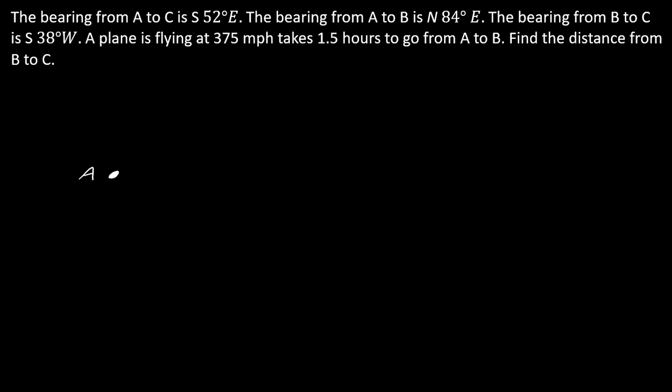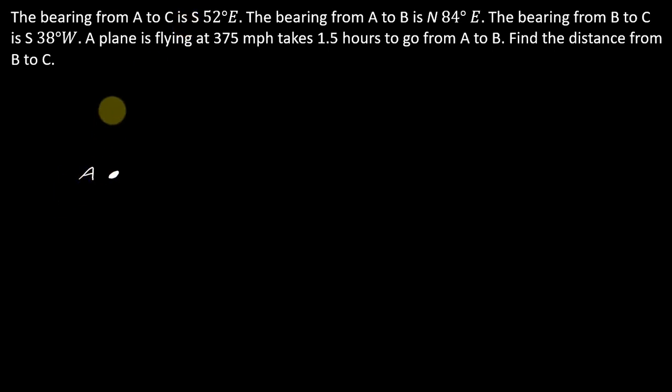So we're starting with the point A, and one thing I want to point out to you in how this problem is written. So I've got the bearing from A to C is south 52 degrees east, but look at the next part. The bearing from A to B is north 58 degrees east. So this is a little different from the problem that I did in the lesson video, because now I need to take both south and north into account.